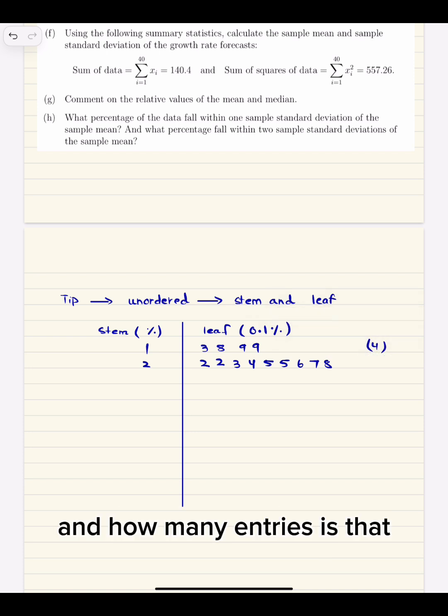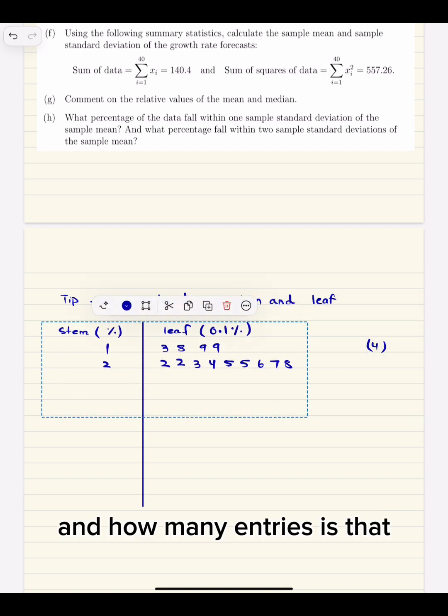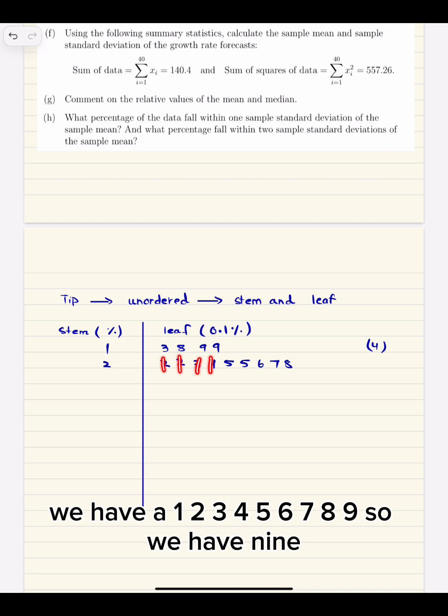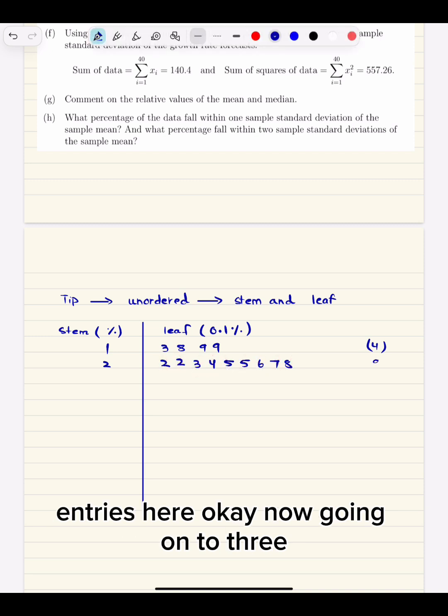Okay, and how many entries is that? We have 1, 2, 3, 4, 5, 6, 7, 8, 9. So we have 9 entries here. Okay, now going on to 3.